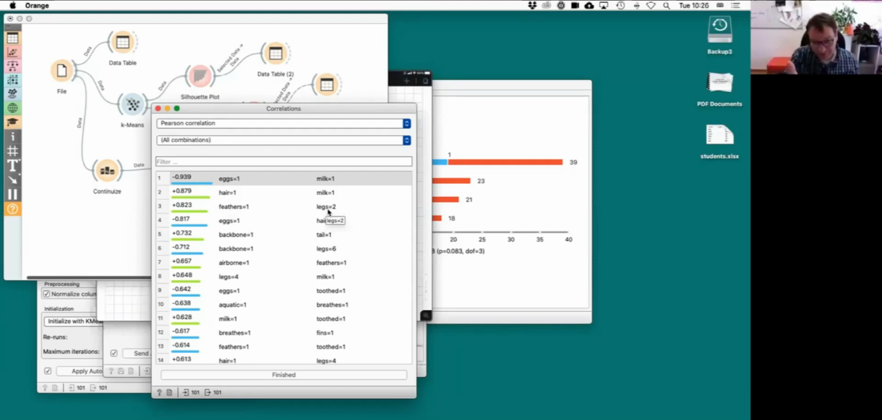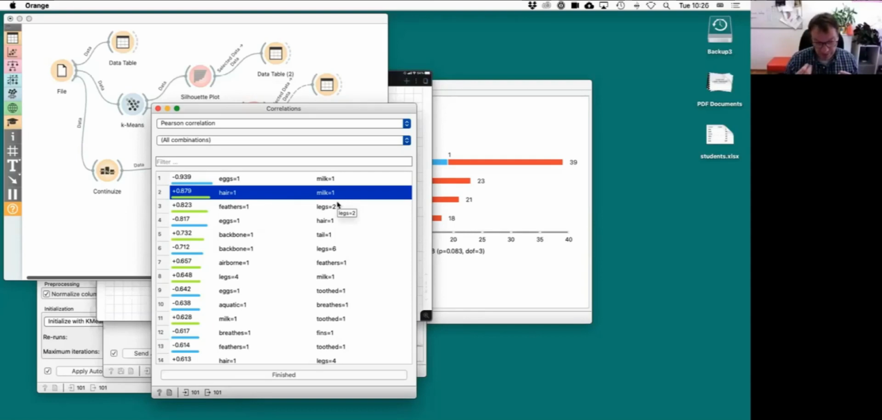This does not help me in any way to find the clusters, but it would help me to decide which features I can remove. If this is so heavily correlated, this data would do just as well if I remove the eggs column, because milk tells me everything. And hair I don't need either. So I can reduce the dimensionality of the data if the correlations are very strong.